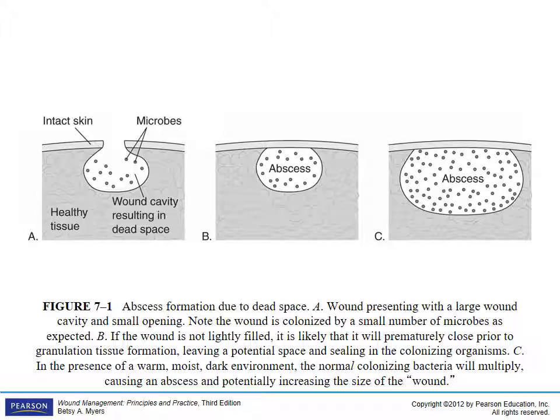All right, here is an example of what we just talked about. So there's an abscess formation due to dead space. You see in B, you see the intact skin over the abscess. And then you see in C, you see their colonizing bacteria is going to multiply and cause an abscess and potentially increase the size of the wound. So this is a perfect example of what happens when there is dead space in a wound.